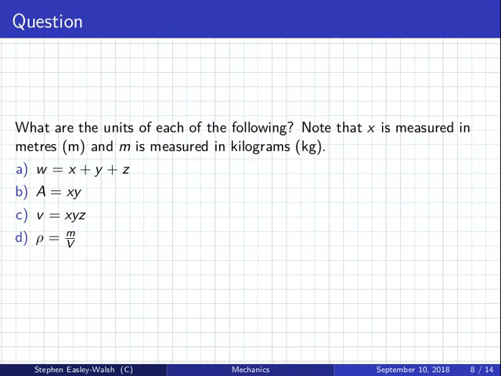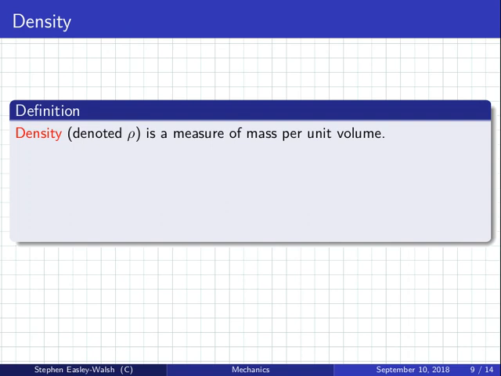Okay. Next now. So, our first definition, we have this thing called density, and it's a measure of mass per volume. And the symbol for it is this Greek letter called rho. What exactly is density, if anybody knows this word? Anybody seen this word before, density? How would you describe density? How much mass is in... That's it.